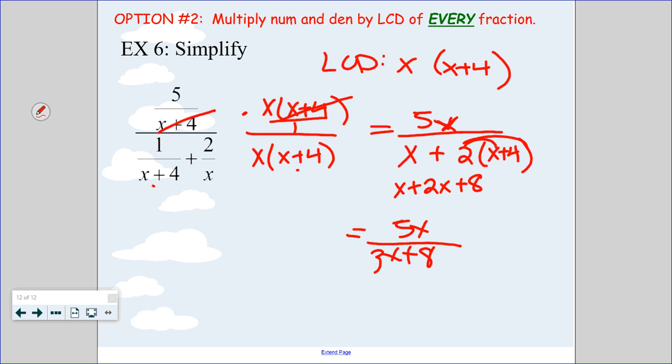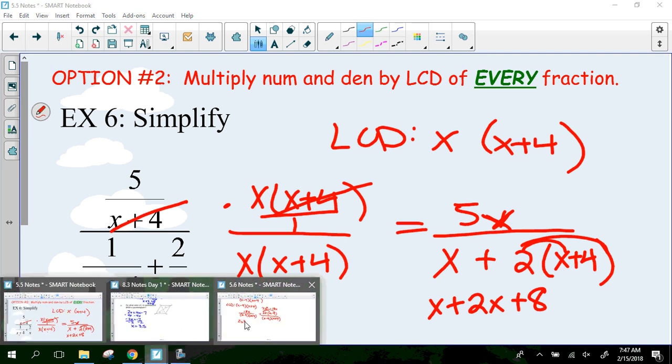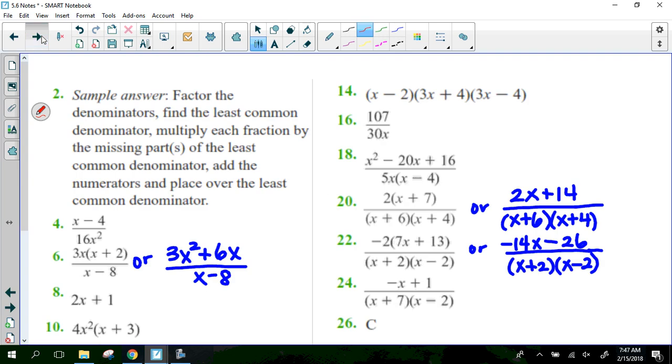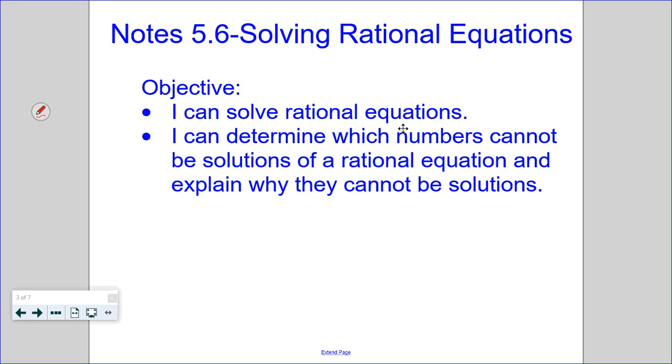Now we're going to go to 5.6. So you'll be able to do those last 3 examples, and we'll have time for questions. Tomorrow's just a review day. So we'll have question time at the beginning and time to work as well.